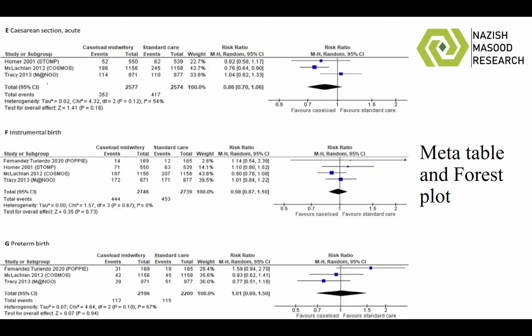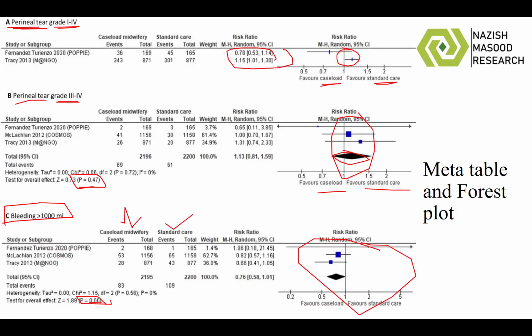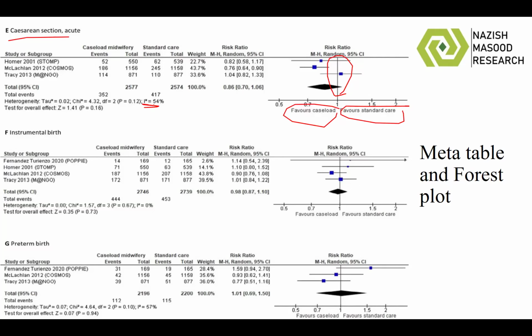Similarly, if you look at cesarean section, the occurrence of cesarean section in caseload midwifery compared to standard care is again not significant. Also keep on looking at the I-square values. I forgot to mention this. Even though at some places they are 0%, here they are 54%. But look at the p-value. The overall p-value for the overall effect size is again not coming out to be significant. So just give me 1 second, please.